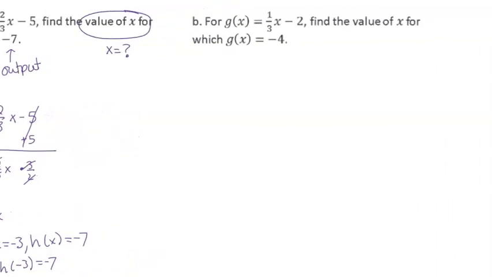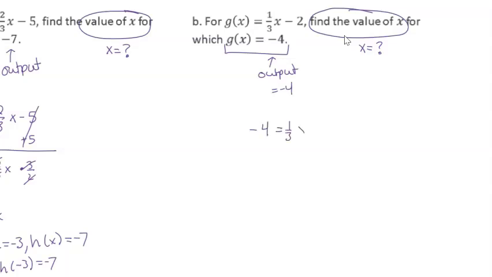Okay, let's look at the next one. This says g of x equals 1/3 x minus 2. So the name of this function is g. That's its name. So it says find the value of x. So once again, when it asks us to find the value of x, it means we don't know x, for which g of x equals -4. So that tells us the output of function g is -4. So set -4 equal to the equation. Remember, we don't know x, so don't plug it in for x.